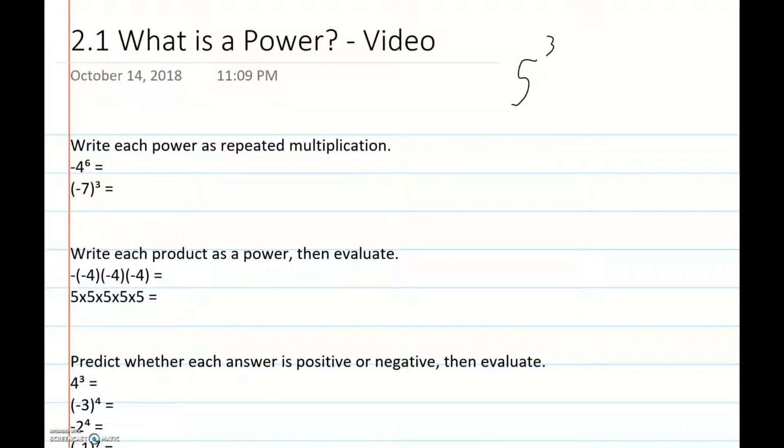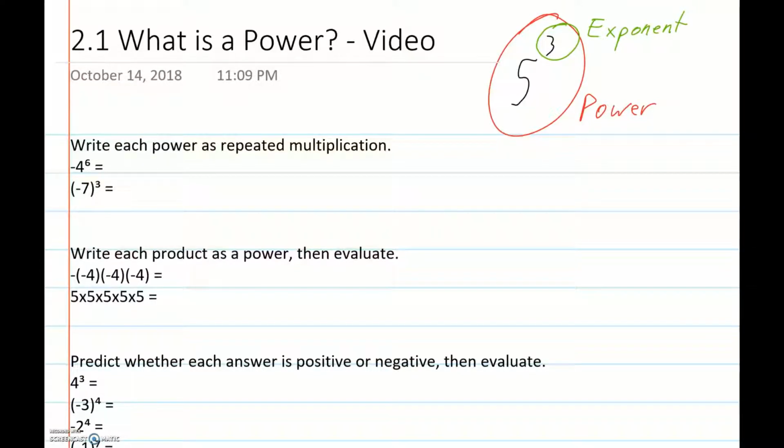So we have this number 5 to the 3, and we have the whole thing that we call a power. So the entire thing I circled in red, that is the power. And in the top right corner, we have this thing I circled in green that is called the exponent. So sometimes I'll say 5 to the exponent 3. That's what I mean. And lastly, we have the thing I circled in blue, which is the base.